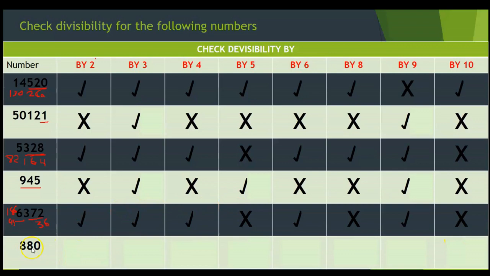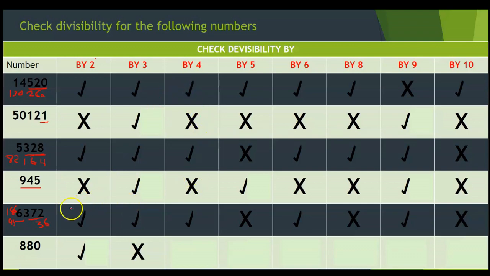Now let's look at the last number here, 880. Is it divisible by 2? Yes, it is divisible by 2 because it ends with 0. Is it divisible by 3? Let's add the digits and find out. 8 plus 8 equals 16. 16 is not a multiple of 3. Then it's not divisible by 3.